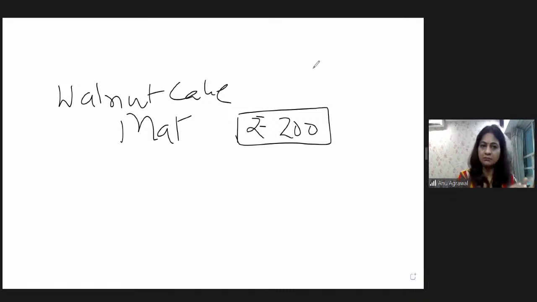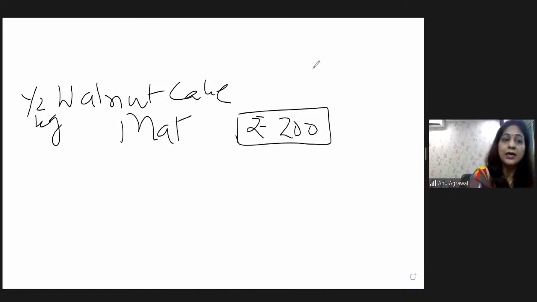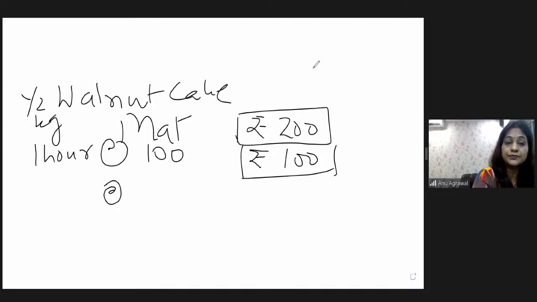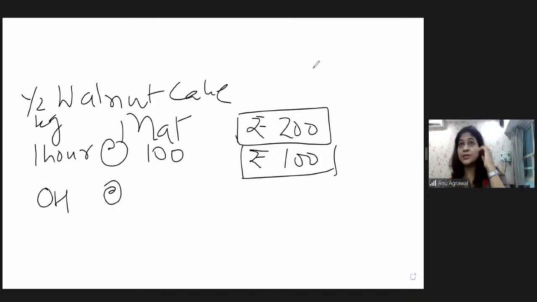So keeping in mind all the material I require, I say, okay, for a half kg walnut cake, I require 200 rupees of material. It requires 1 hour to make a walnut cake, and I pay a laborer at the rate of rupees 100. So how much labor charges will you add? 100. Yes.